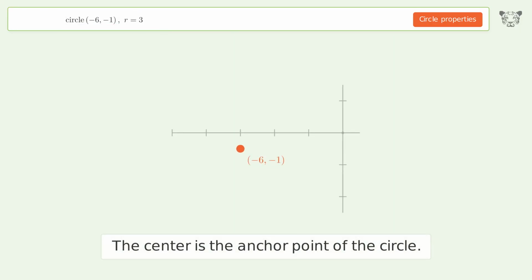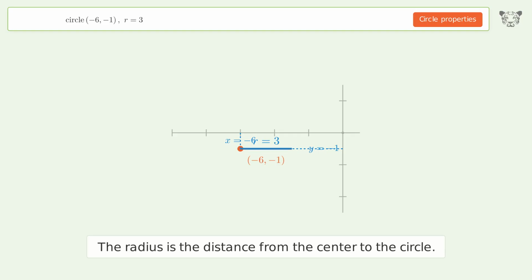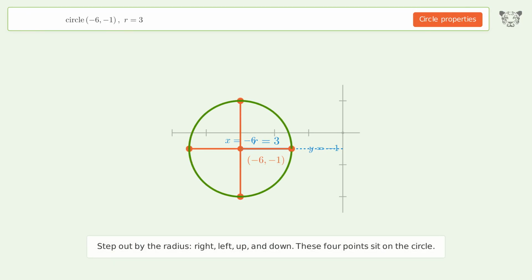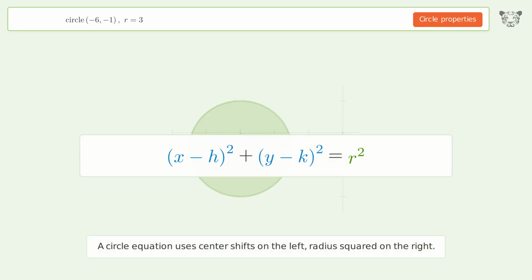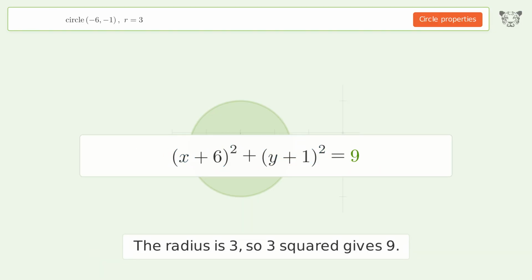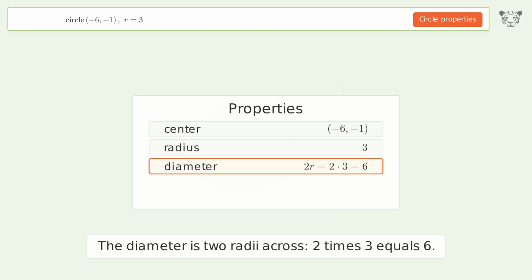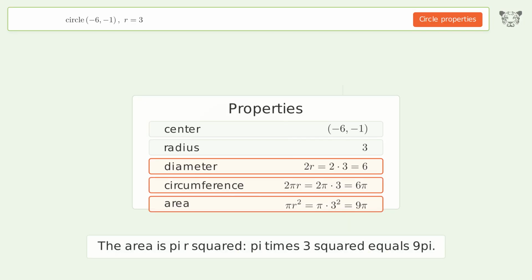Let's graph and find the properties of a circle centered at x equals -6 and y equals -1, with radius 3. The center is the anchor point of the circle. The center is at x equals -6, y equals -1.